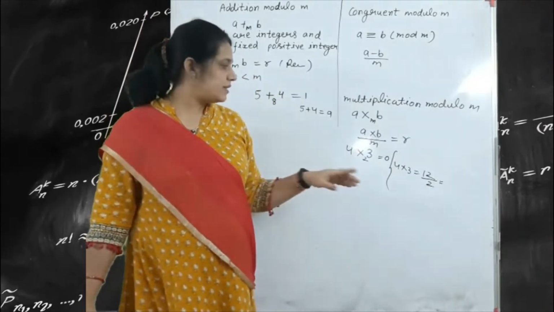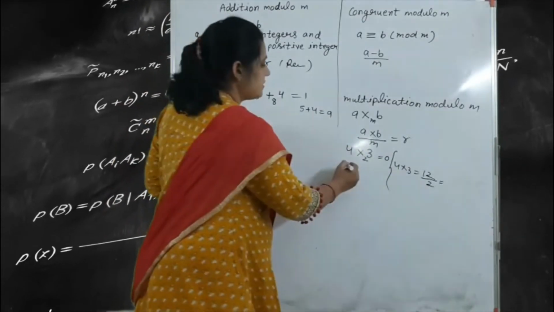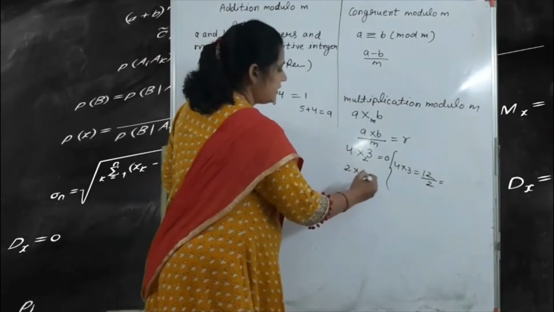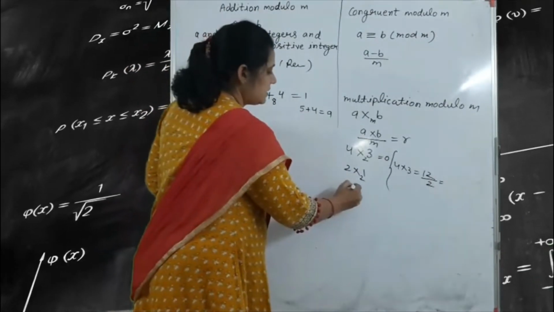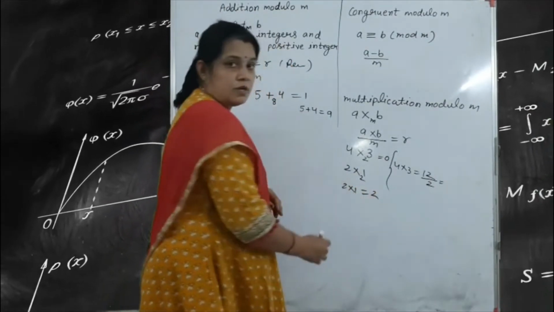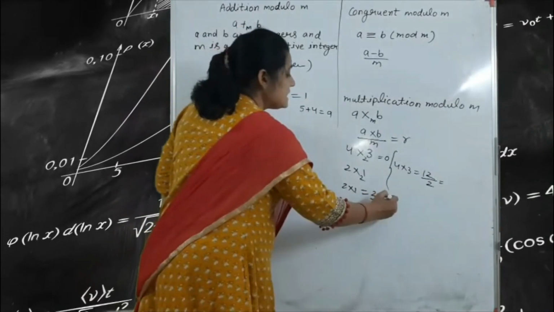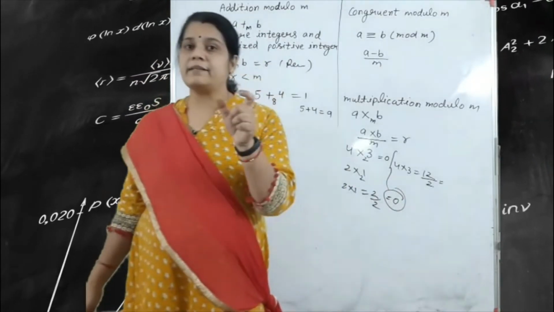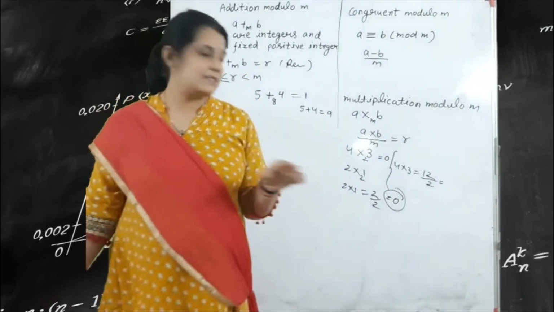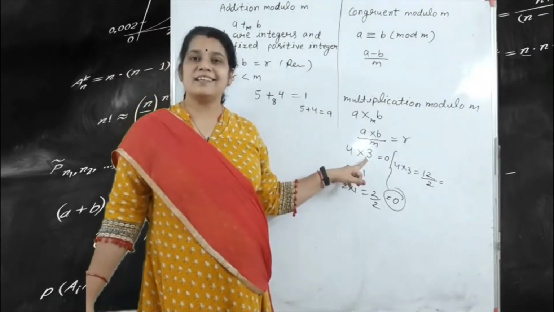Okay, for example, if we write here 2 into 1 in multiplication modulo 2, so what is the process? The process is that 2 into 1 is equal to 2 and then divided by 2. So the remainder is what? The remainder is 0. Okay, so don't be confused here. Here we write the remainder. So the remainder is always less than this fixed positive integer.